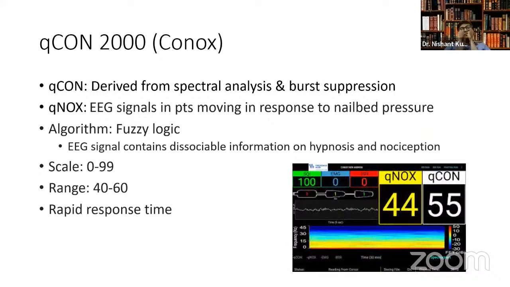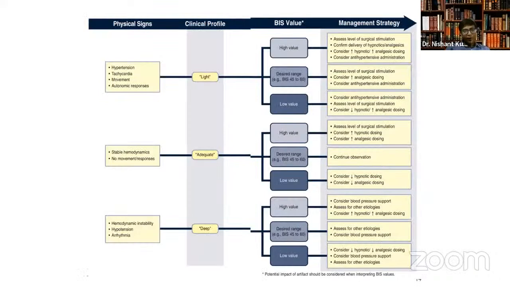CONOX consists of two values: one is QNOX and one is QCON. That is why the monitor is called CONOX. QCON is consciousness, and QNOX is noxious signals, for example patients moving in response to nasal pressure. It uses a fuzzy algorithm. Again, the scale is 0 to 99 and the range is the same, but they say that it has a rapid response time.